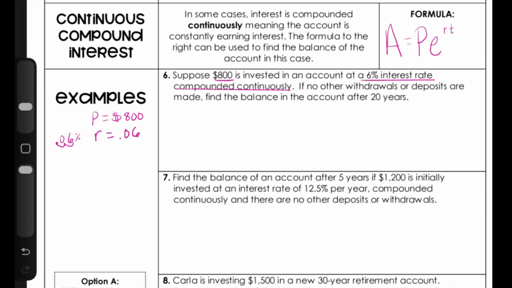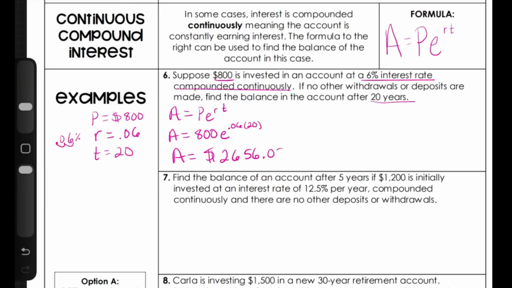If no other withdrawals or deposits are made, find the balance in the account after 20 years. And this right there is our time. Now we have all the variables that we need to find our A. A is equal to P e to the power of rt, P being $800, e to the power of 0.06 times 20 as our time, leaving us with the A amount of $2,656.09.